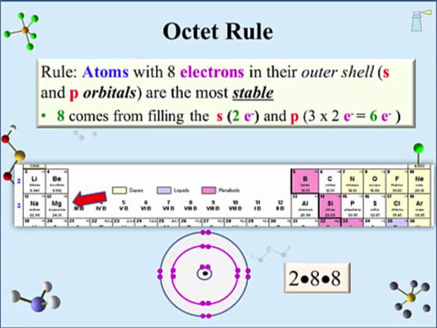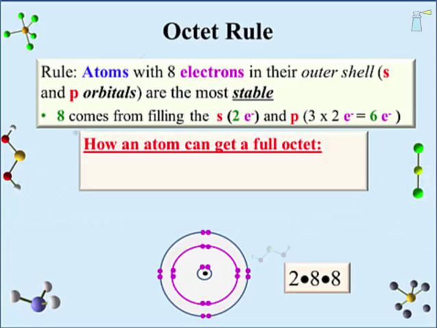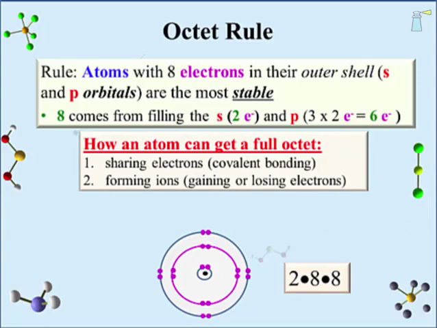That does, however, bring up the point that the only elements that have a full octet or duet are the noble gases. What about the other elements? How do they get a full octet? Two important ways. One, sharing electrons, covalent bonding, as mentioned earlier. And two, forming ions, which can enter into ionic bonding. For this lecture, we will concentrate on the sharing of electrons.